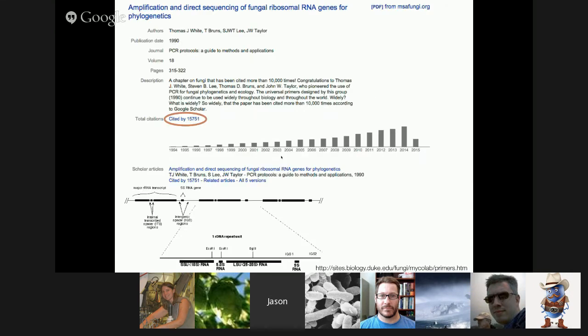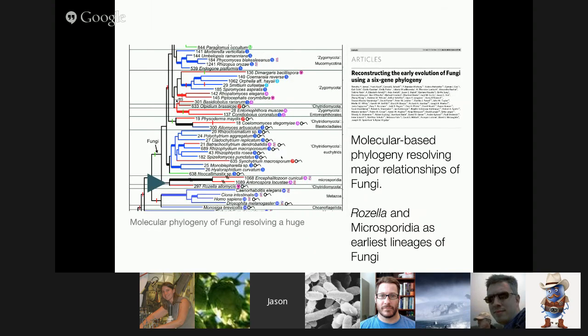So I'll just try to speed through a few more of these things, but just to emphasize that one of the first publications that described PCR primers for how to amplify the ribosomal locus from fungi, which transformed how we did molecular phylogeny in fungi, has been cited 15,000 times, which is quite a lot for a paper, especially since it's a book chapter. But this has really transformed our ability to understand fungi, the relationships of fungi.